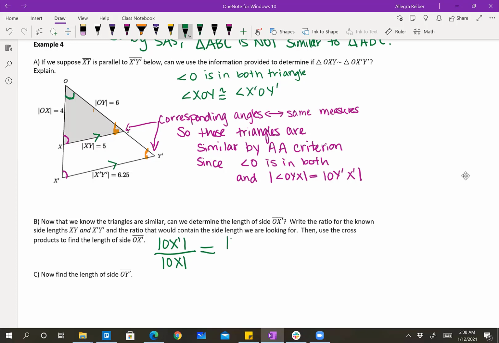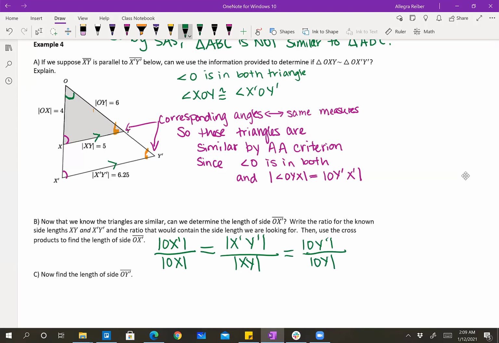I noticed that I know the length of X prime, Y prime. See, it's right here. It's 6.25. And I also know the length of the smaller triangle side that corresponds to that one, the parallel segment XY. So I know that because they are similar, this is a ratio I can set up. I actually can add in the third side set, OY prime over OY. Have all three of these ratios.